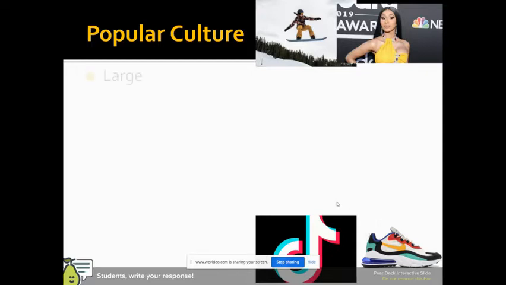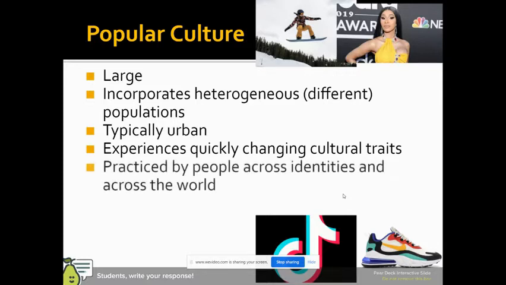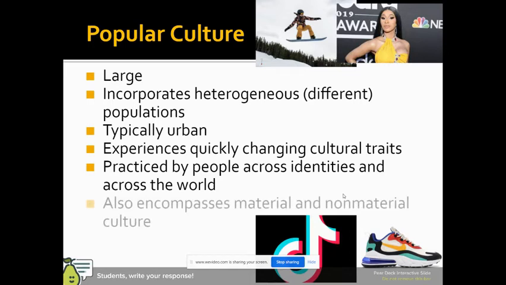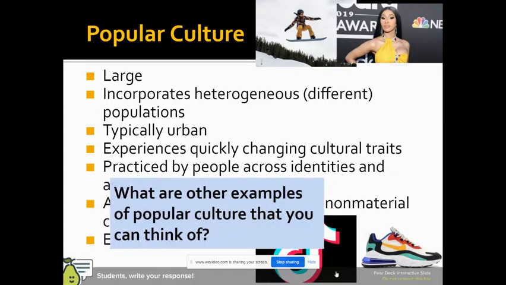And so popular culture, as explained in the last video, is pretty large. It incorporates heterogeneous or different types of population, and it's typically urban. And popular culture is fast paced, changes quickly, it's popular, it's practiced by people across identities and across the world, and encompasses material and non material culture. So, examples of popular culture that you see here are snowboarding and TikTok.